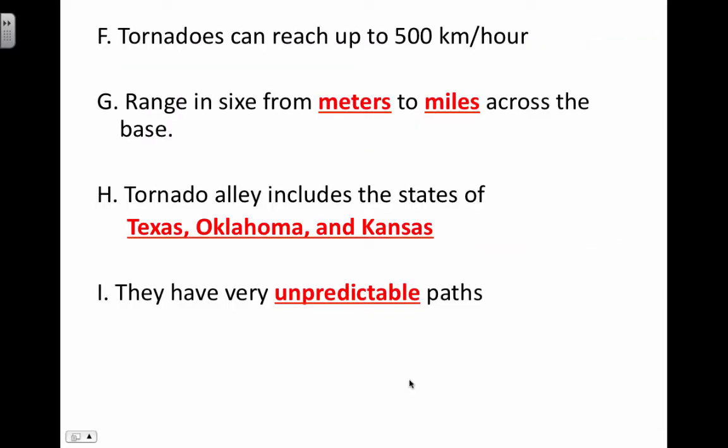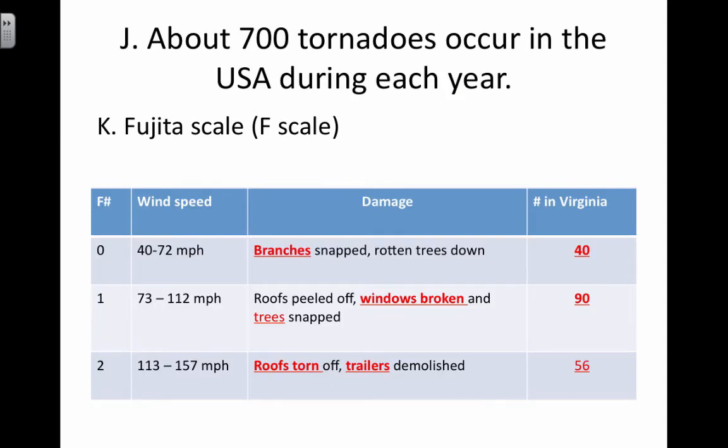Tornadoes can reach up to 500 kilometers an hour, really, really fast winds. They can range in size from about a mile to many meters across. And that tornado alley that we talked about includes Texas, Oklahoma, and Kansas. Very, very flat states, so those winds can pick up some speed. They do have very, very unpredictable paths. You can't really track a tornado or how long it's going to stay on the ground.